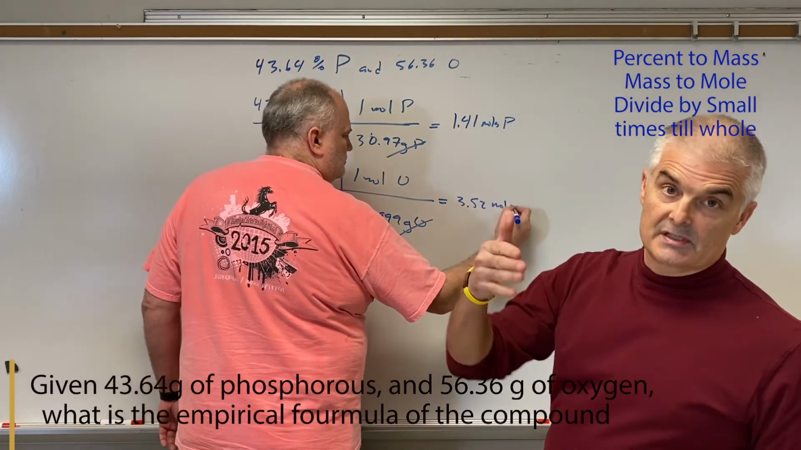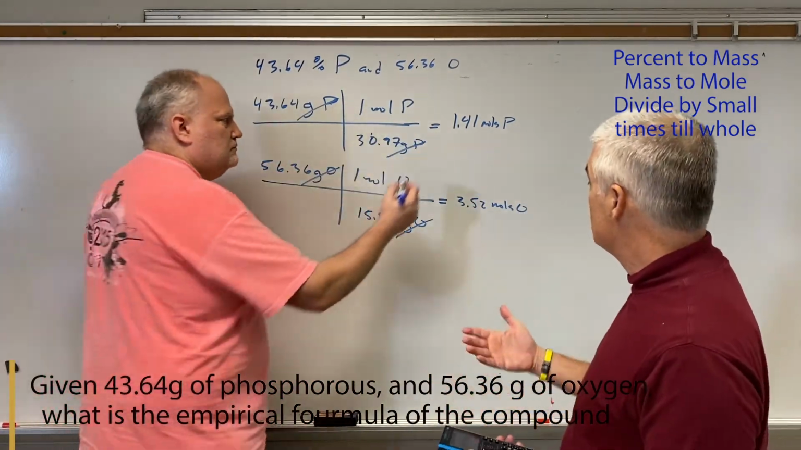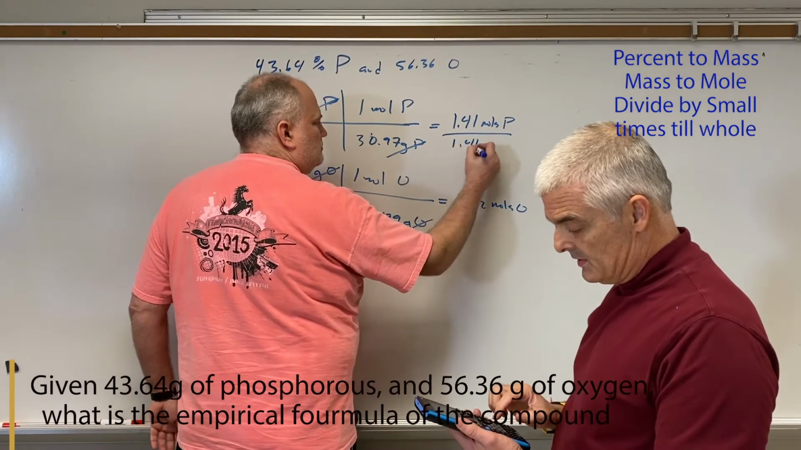So what we did, percent to mass, mass to mole. Next step is divide by small. So we're going to divide by small. Obviously 1.41 is the smallest number.